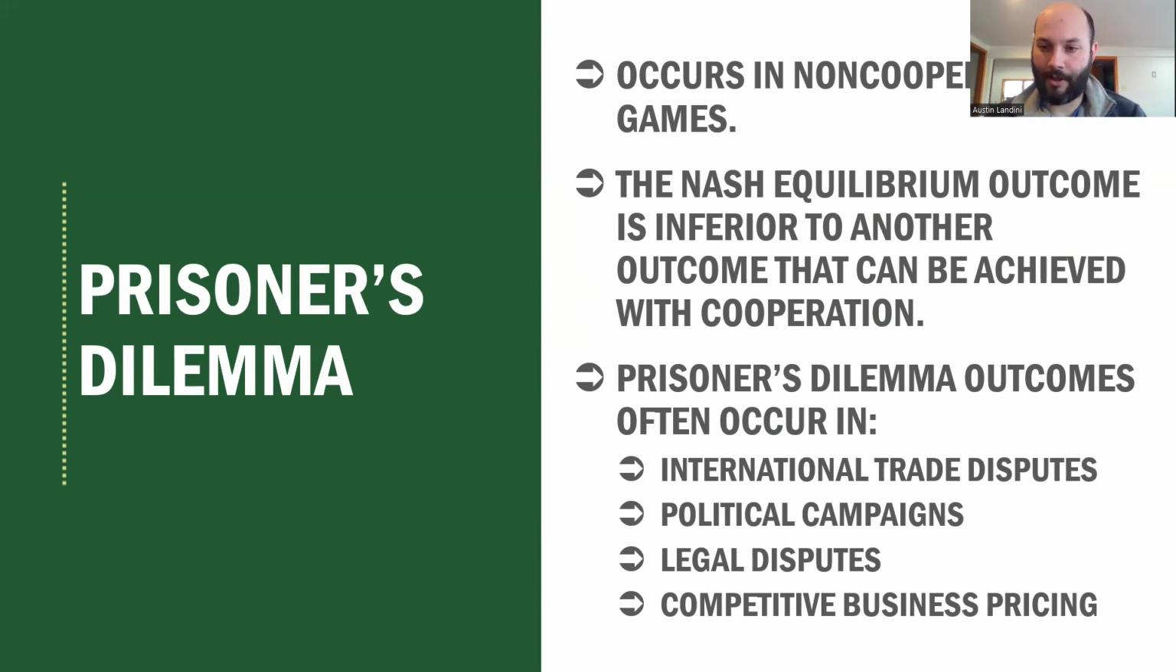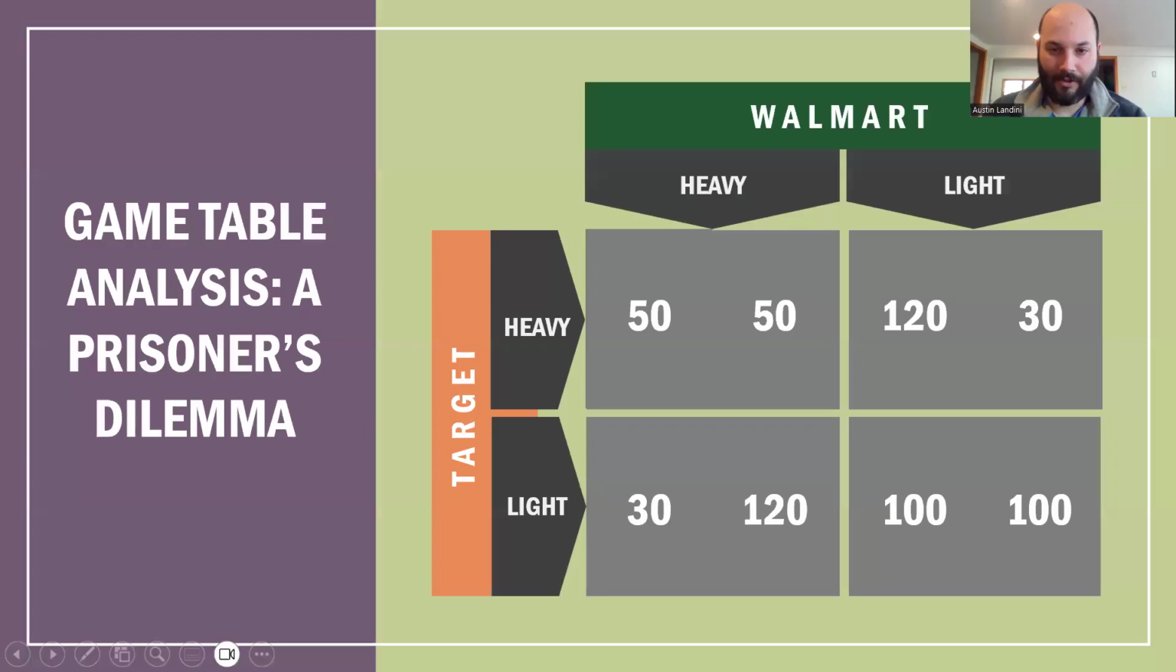These prisoner's dilemmas can occur in international trade, political campaigning, legal disputes, and other types. But let's have a look. We have two companies, Target and Walmart, and they can either do, it looks like, heavy advertising or light advertising. The setup of the problem doesn't really matter so much. The prisoner's dilemma is about the strategies and the payoffs.